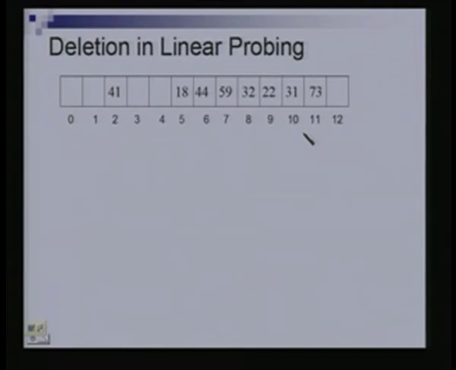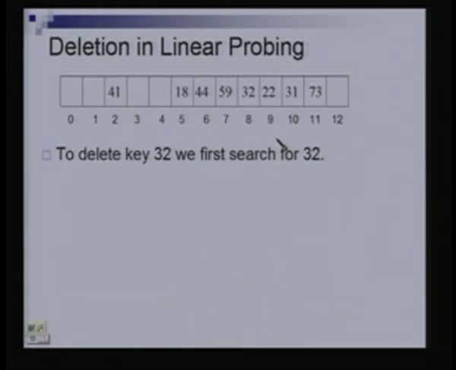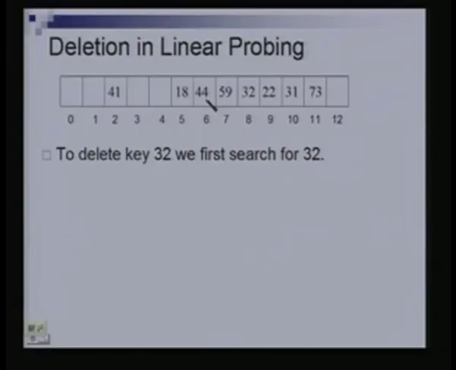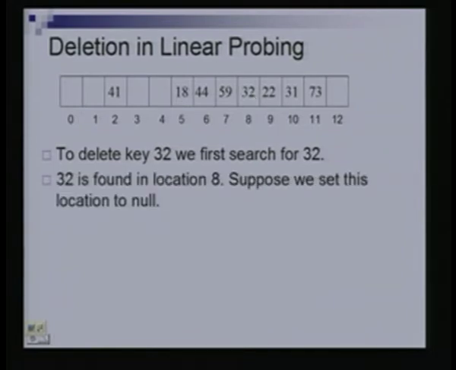How do you delete? Suppose this was my picture from the previous slide, and now I want to delete 32. So first I will have to search for 32, right? 32 mod 13 is 6, so I come here, it is not here, so I come here, it is not here, I come here, I find 32. So what should I do? Should I remove 32? 32 is found in location 8. Now suppose I just remove it by setting this location to null. I remove 32 from here. Is this a good idea? No. Why not? Why is this not a good idea?